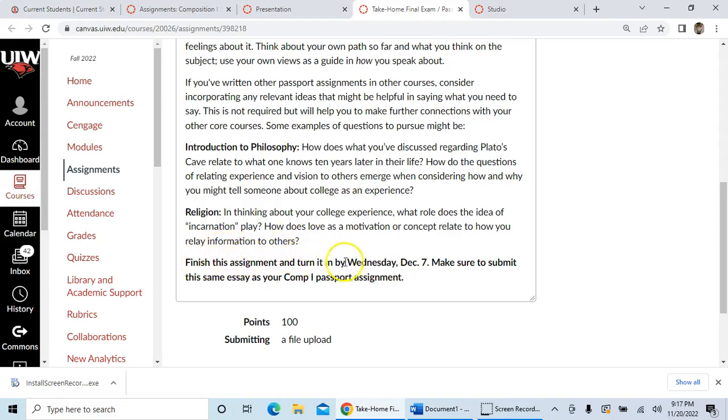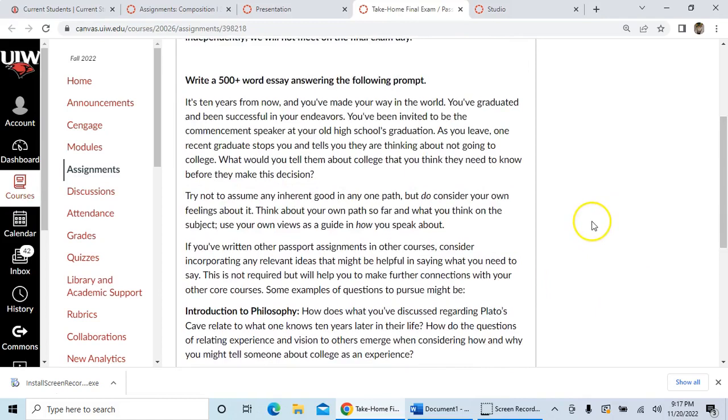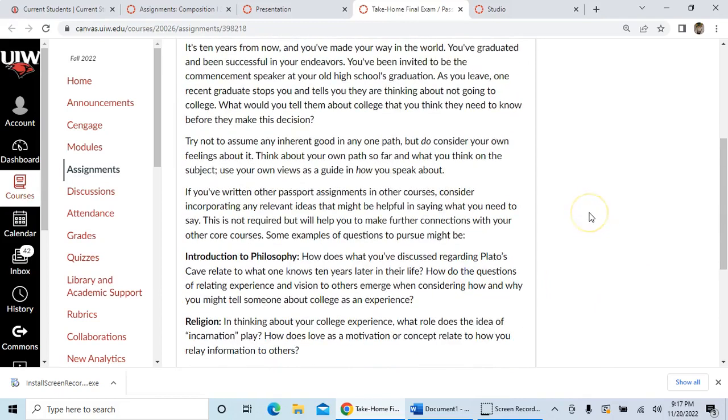Finish this assignment and turn it in by Wednesday, December 7th. Make sure to submit this same essay as your Comp 1 Passport assignment. And we'll talk about how to do that in class while we're doing the presentations as well.